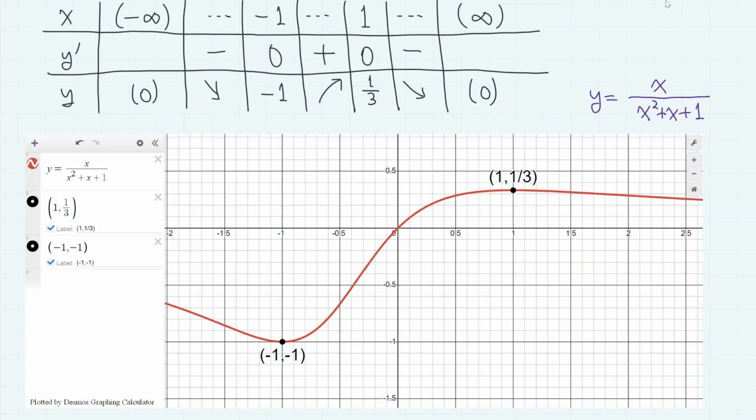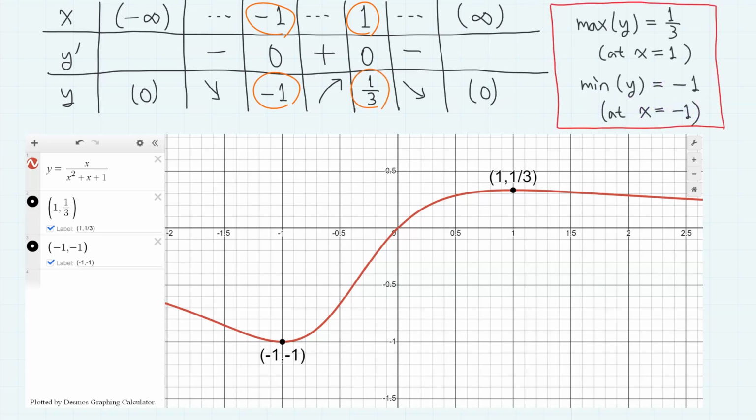The cool thing about the calculus method is that we can obtain the entire graph of the function. And of course, we can also find out when the function becomes maximum or minimum as well. Anyway, from this result, we have the maximum value of y is equal to 1/3 when x equals 1, and the minimum value of y is equal to negative 1 when x is equal to negative 1.